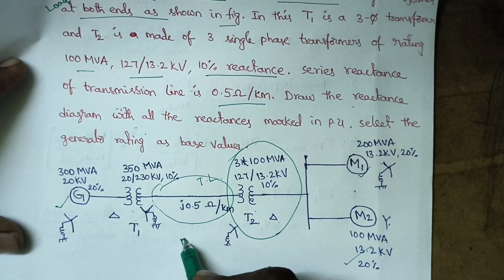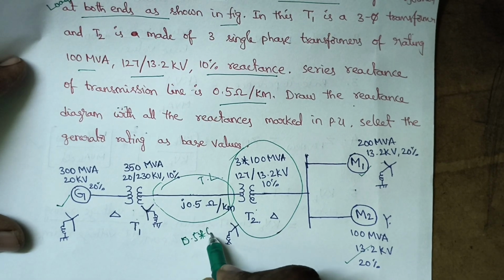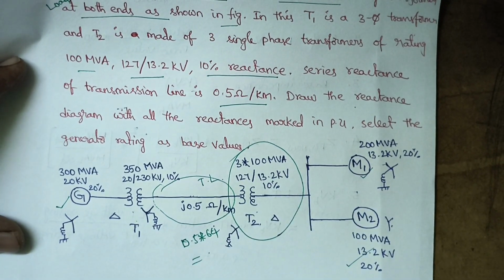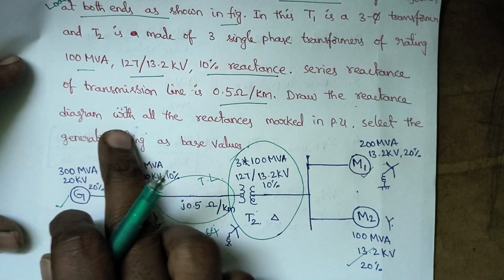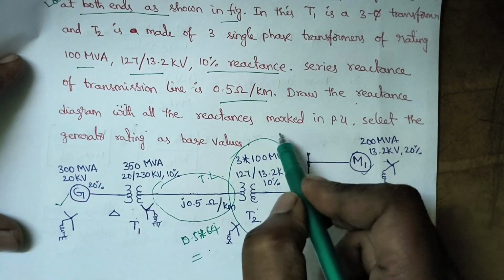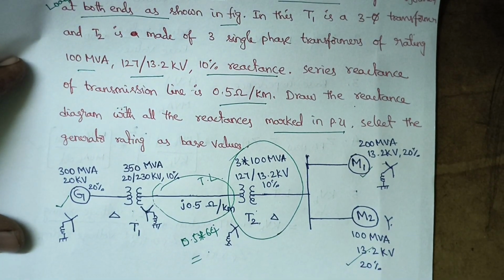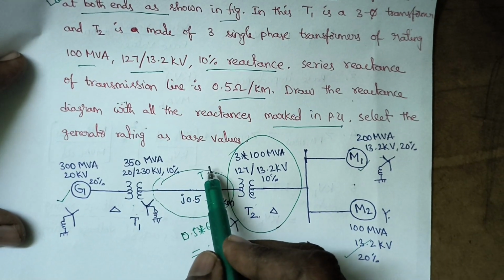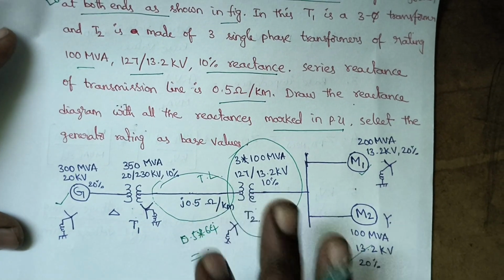We need to calculate for 64 kilometers, that is 0.5 multiplied by 64. How much will we get? We will put the same value here. Draw the reactance diagram with all reactances marked in per unit, and select the generator rating as the base value. Yes, this is the problem we have.